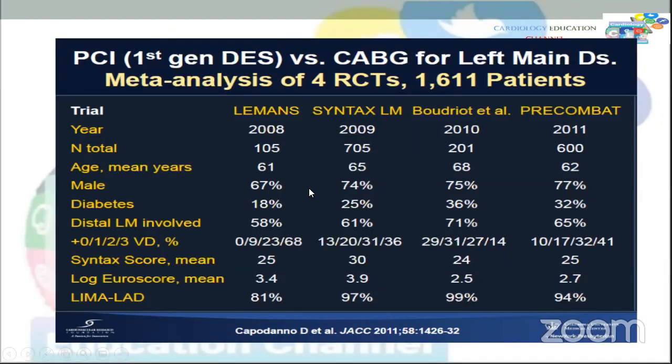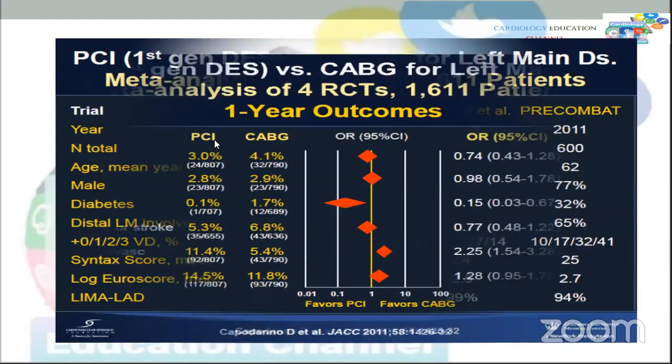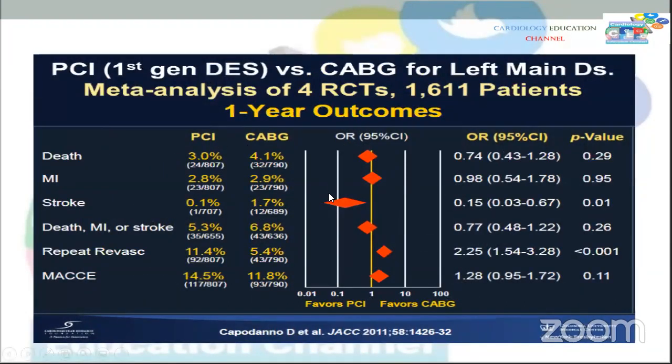Most of them, two-thirds to three-quarters, were males. Diabetes was represented in between one-fifth, one quarter, up to one-third of those patients. And these are the outcomes, as you see here.